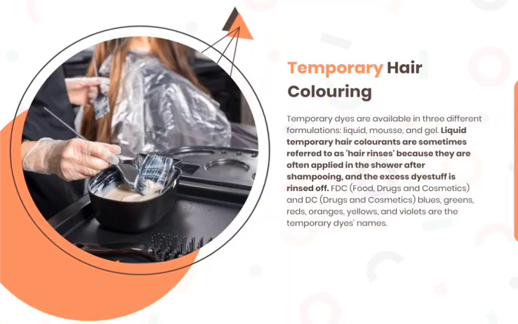Temporary dyes are available in 3 different formulations: liquid, mousse, and gel. Liquid temporary hair colorants are sometimes referred to as hair rinses because they are often applied in the shower after shampooing, and the excess dye stuff is rinsed off. FD&C (Food, Drugs and Cosmetics) and D&C (Drugs and Cosmetics) blues, greens, reds, oranges, yellows, and violets are the temporary dye names.